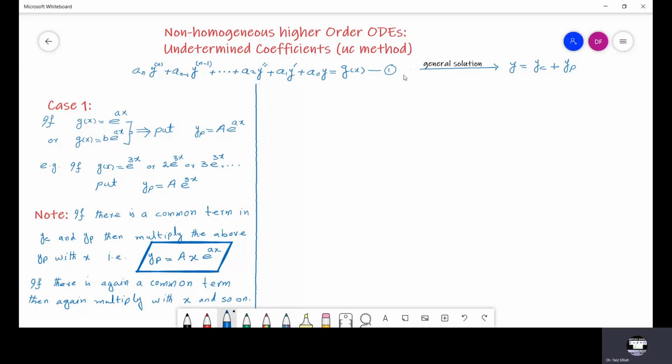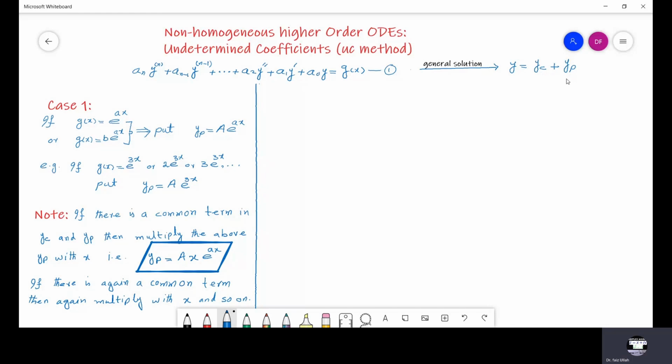Let us revise that if we are given a non-homogeneous higher order ordinary differential equation of the form 1, then its general solution y is equal to yc plus yp. Yc is the complementary function, and in the previous lecture we have studied 3 different cases to find the value of yc. Yp is called the particular integral, and its value depends on the value of g of x.